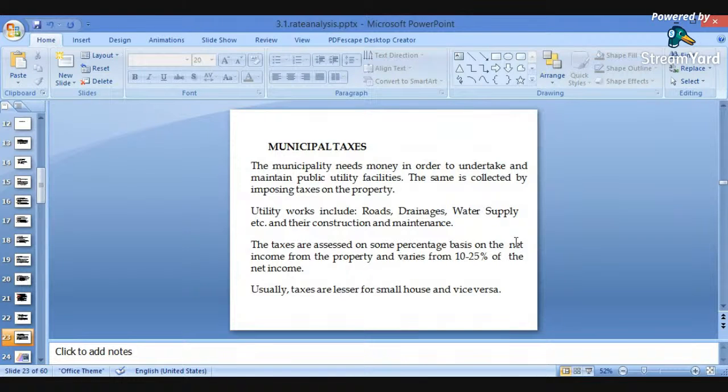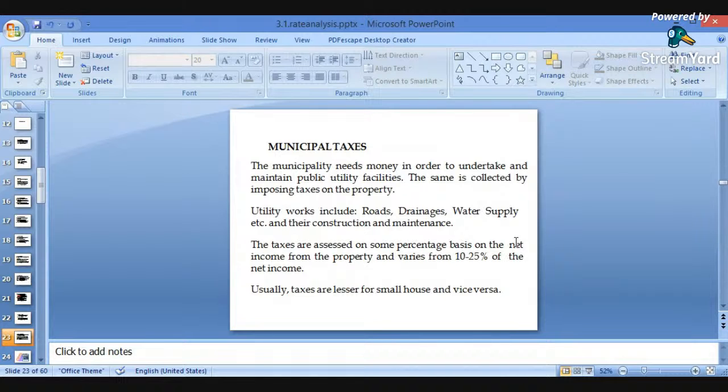Next important is again the municipal taxes. Municipal taxes are a major outgoing in case of valuations. The municipality needs money in order to undertake and maintain public utility facilities. The same is collected by imposing taxes on the properties. So there is some tax which is collected by the municipal authorities.